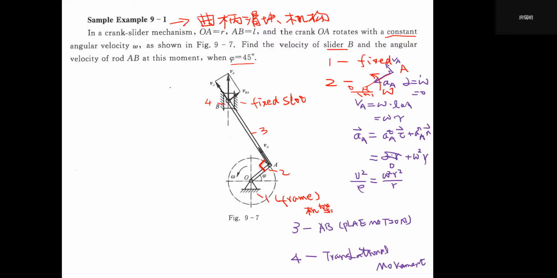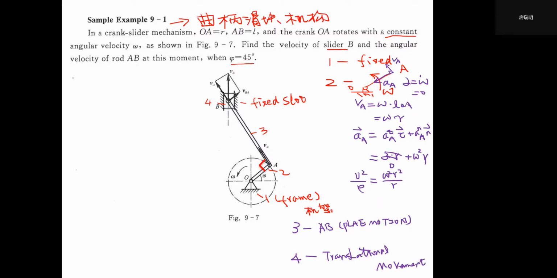And here it tells us phi is 45. Maybe it has another hint, but it is not shown in our problem. Actually, at this position, it's very coincidental: AB is perpendicular to OA, right? After all this analysis, let us find the velocity of slider B and the angular velocity of rod AB.